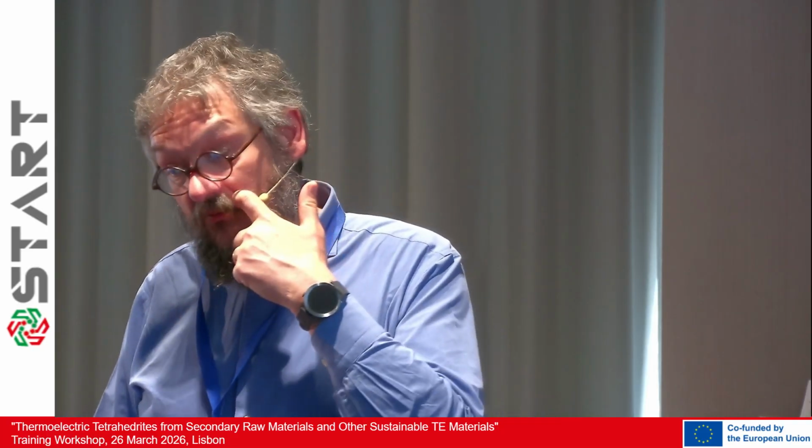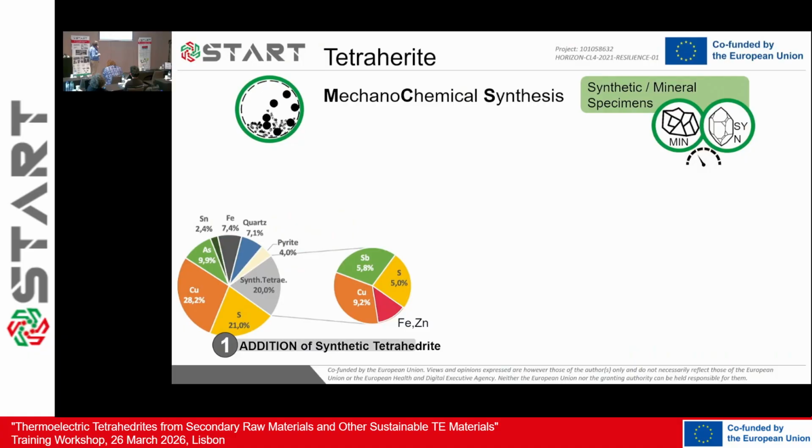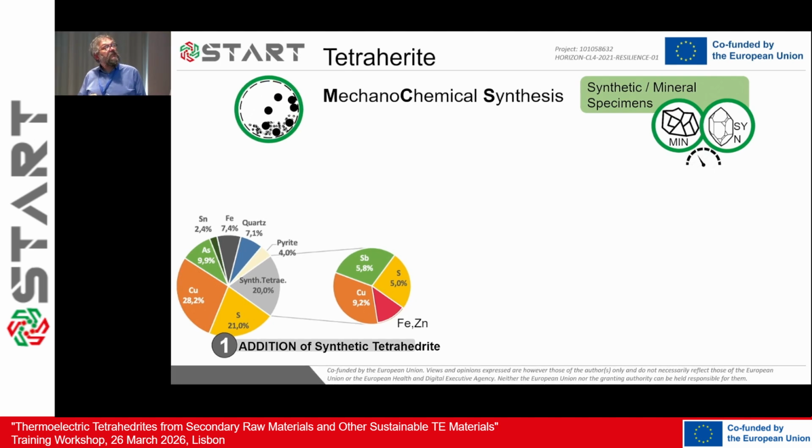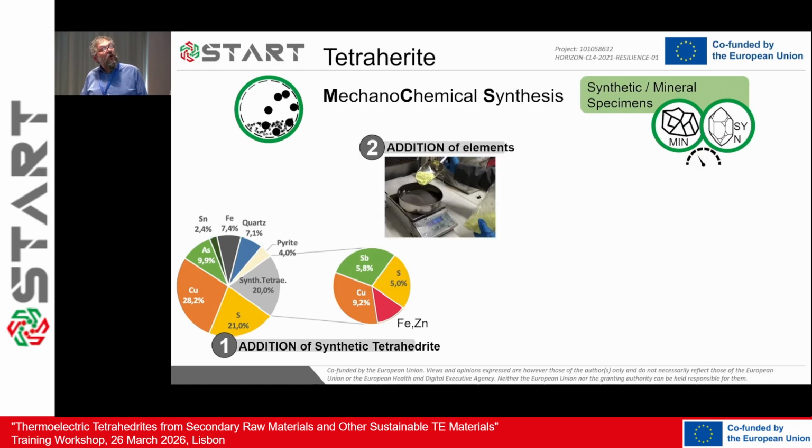We actually tested three approaches. One is, okay, we get the naturally occurring tetrahedrite. We want to substitute X%, in this case 20%, with synthetic one, and we just add the synthetic one, regardless of all the contaminants. Or we just do an addition of these elements. So in this case, we've preformed the tetrahedrite and we add in the second step. In this case, we just add the elements and we do the ball milling directly with the tetrahedrite.